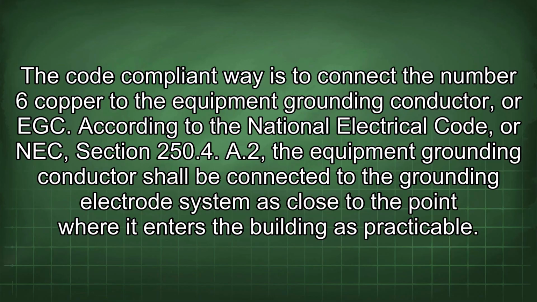The code-compliant way is to connect the number 6 copper to the equipment grounding conductor, or EGC, according to the National Electrical Code, NEC section 250.4(A)(2). The equipment grounding conductor shall be connected to the grounding electrode system as close to the point where it enters the building as practicable.